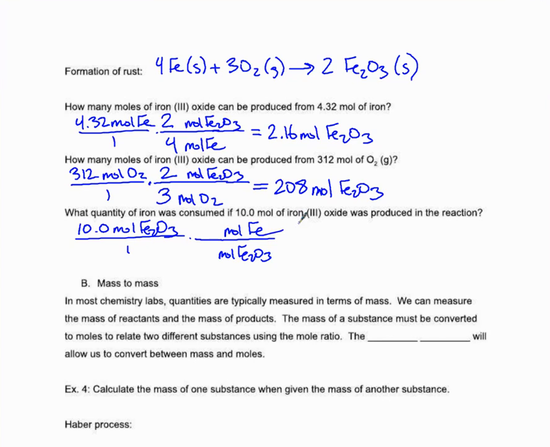You'll notice that the question says what quantity of iron. It doesn't really specify units. And in this situation, since it doesn't specify units, I'm going to leave it in moles, because a mole is a quantity and it didn't tell me otherwise. So we'll just stick with moles and keep it simple. The mole ratio: 2 moles of Fe2O3, 4 moles of iron. And this comes out to 20.0 moles of iron.